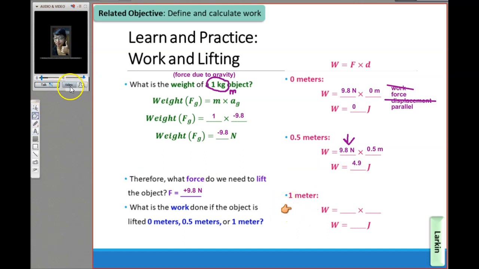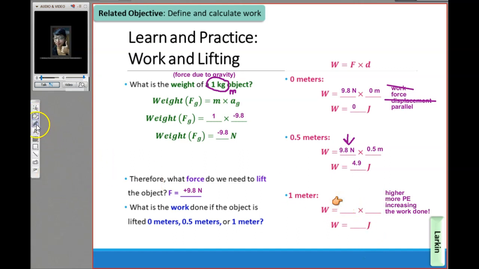If I lift the object even higher, what do you think is going to happen to the work that I've done on the object? Will work increase or decrease if I am lifting it even higher up? If I'm increasing the amount of potential energy it has. Yeah, exactly. So it's getting higher, which means now it has more potential energy, which means I'm increasing the work done. So let's go ahead and calculate it and actually check that that's true.